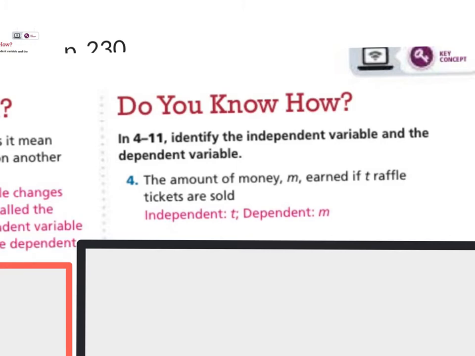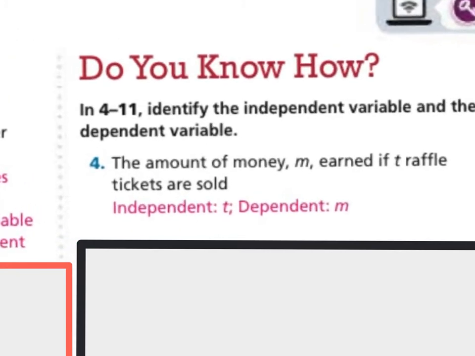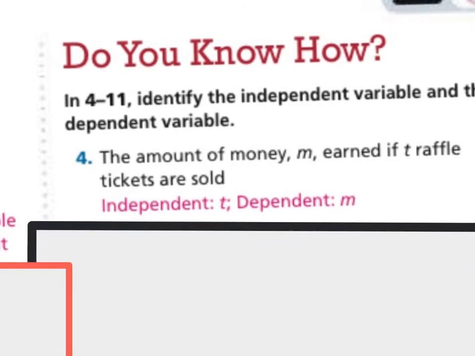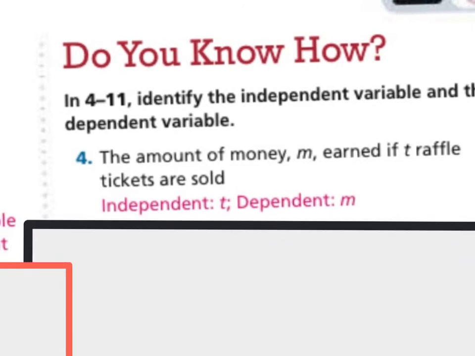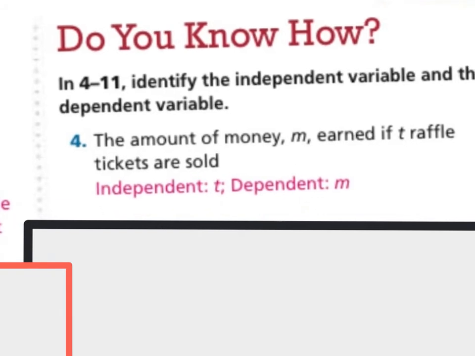In other words, the tickets are sold, and then we make the amount of money off that. Similar to what we talked about with the apples in example 1. Okay, which came first? In this case, we are selling tickets first, and then we're earning money off of those. Okay, so the thing that comes first is usually an independent variable.